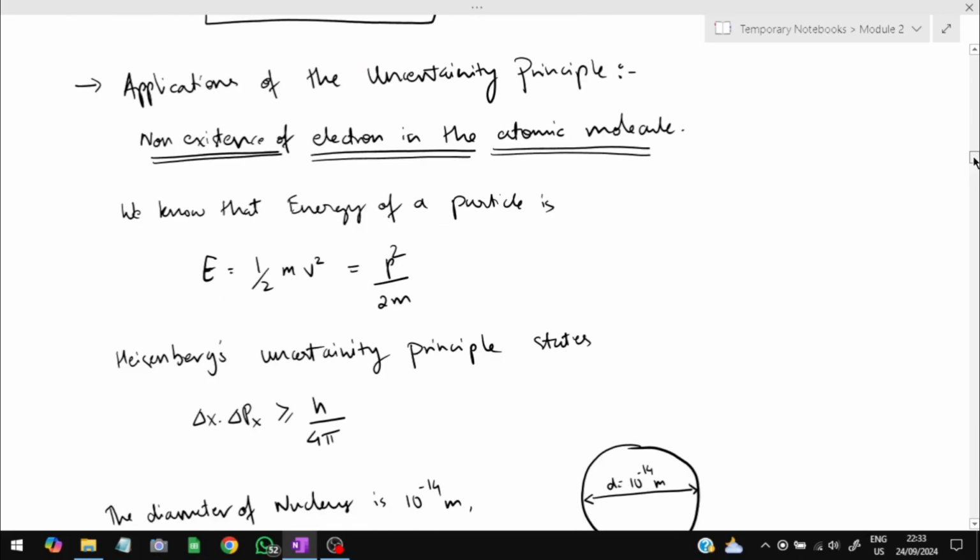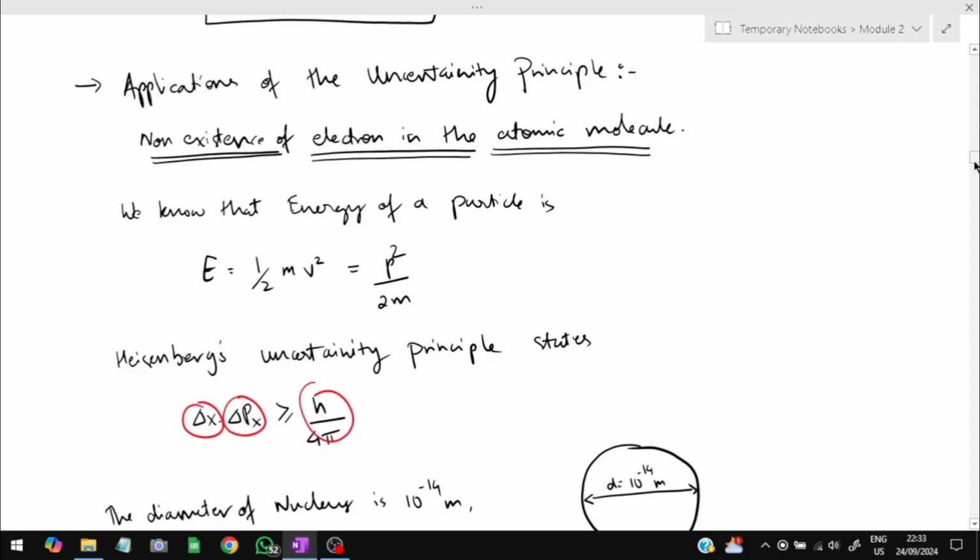Now, where do we use the uncertainty principle? A very important application is proving the non-existence of electrons in the nucleus of an atom. How do we start? First, we know that the energy of a particle is given by half mv square, which is equal to p square by 2m. And we apply Heisenberg's uncertainty principle, delta x into delta px is greater than or equal to h by 4 pi.